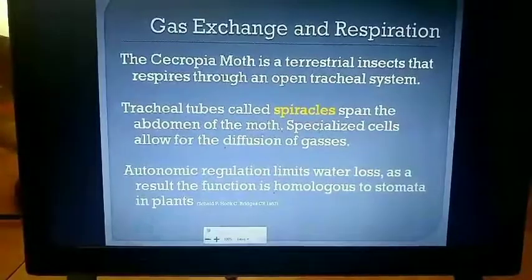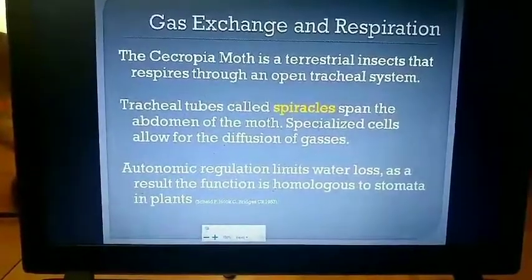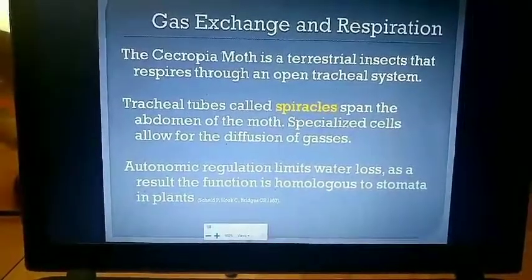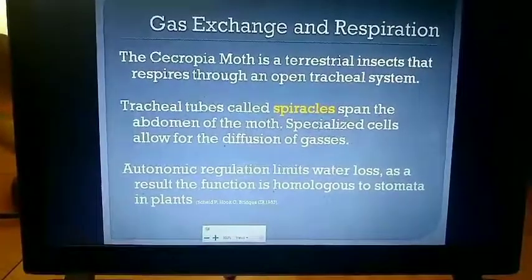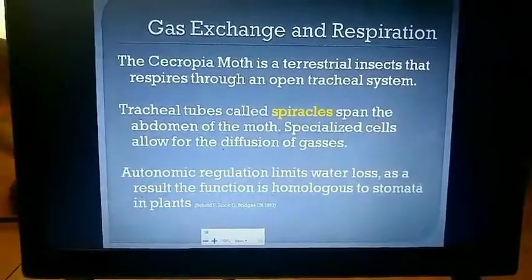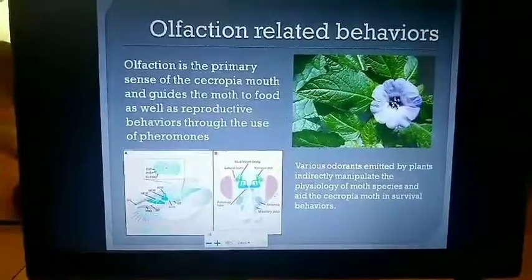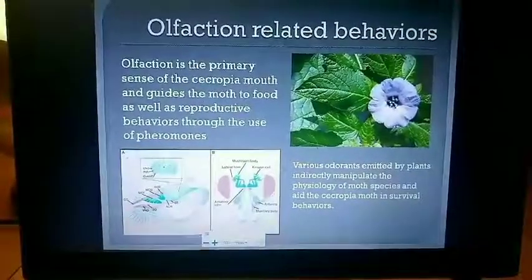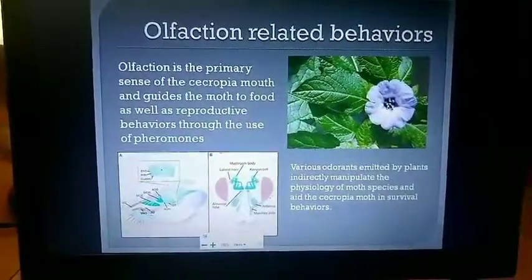Gas exchange is open gas exchange in the Cecropia moth, and tracheals lead to spiracles and passively exchange gas through hemolymph. Olfaction is the primary source of communication and navigation of the moth through the environment.